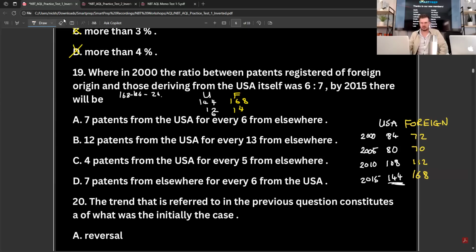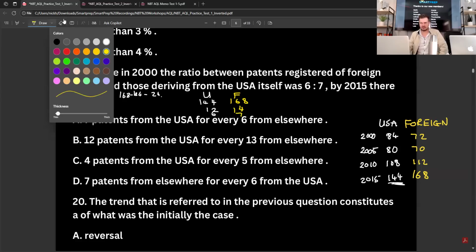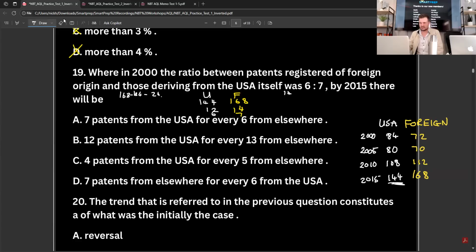Okay, USA to foreign would be 6 to 7. For those who maybe wouldn't have identified that, I'll just show the long way. 168 divided by 12 is 14. What you do is say 144 and 168 and just divide them by 2 each time. So you get 72 and 84, then 36 and 42, then 18 and 21, and then they all divide by 3, right? So then you get 6 to 7.